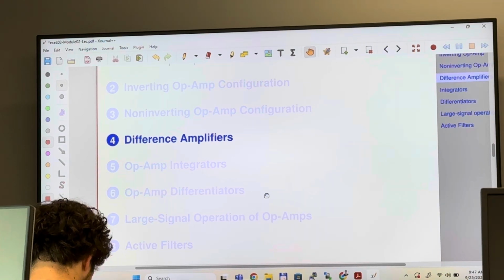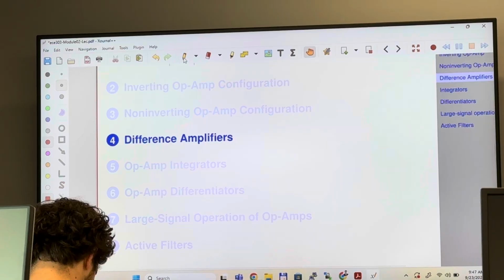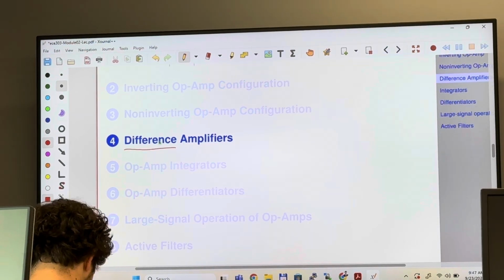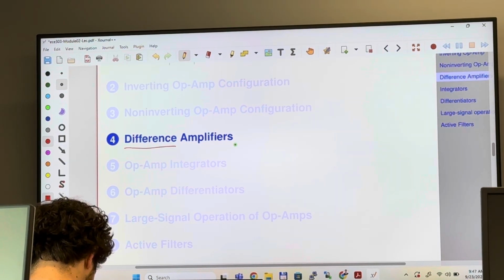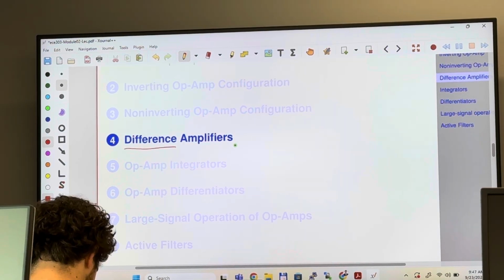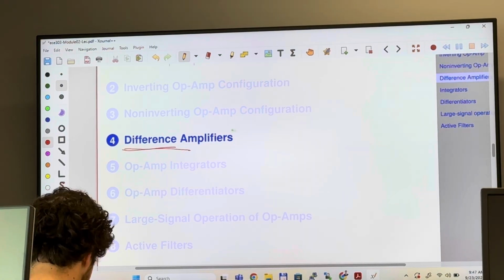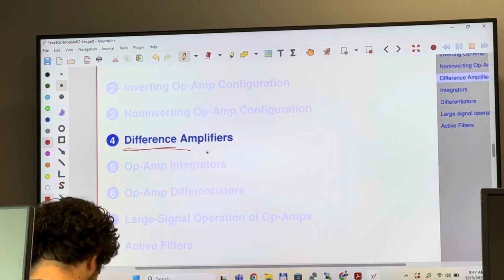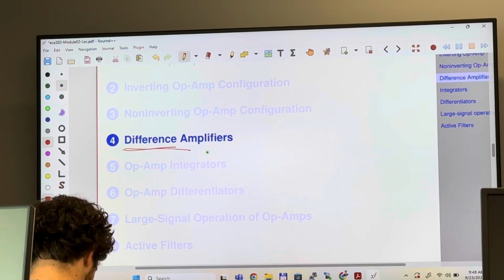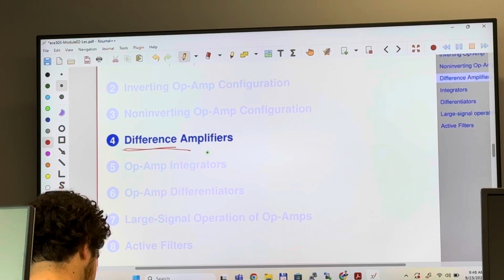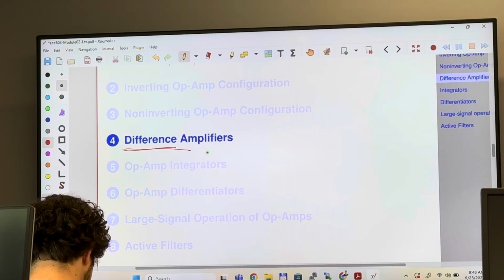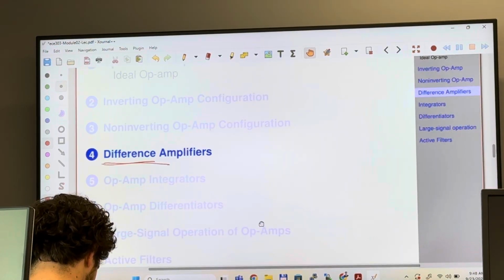Now, difference amplifiers. The name says it all. These amplifiers will amplify the signals that are different between two inputs, a signal that is the difference between two inputs. Now, let me talk a little bit about it. I have some description here.